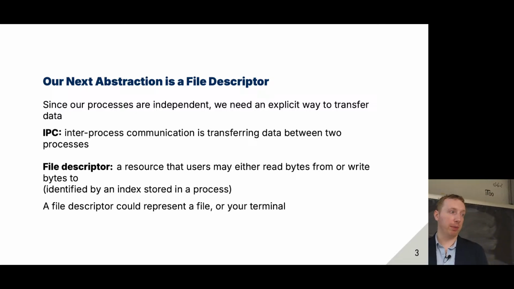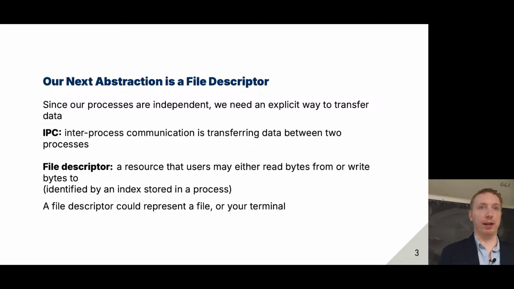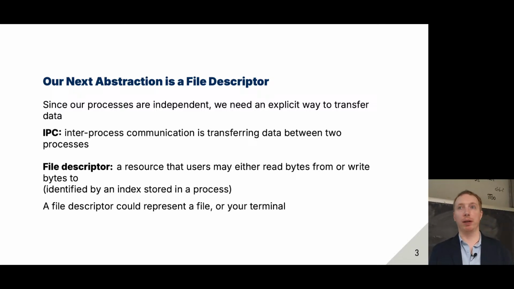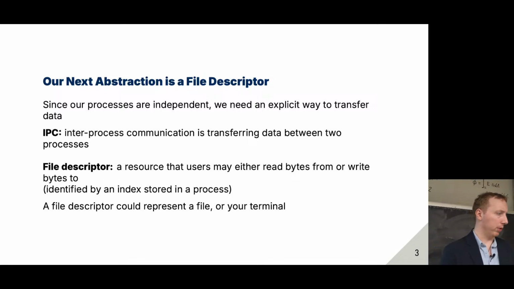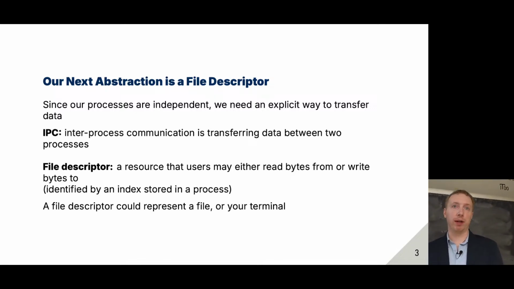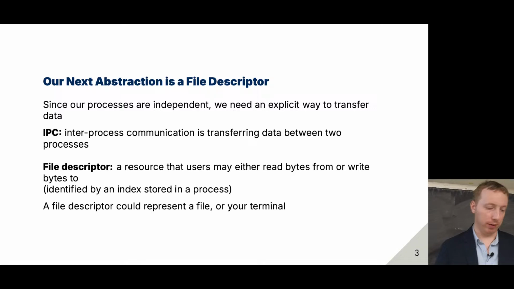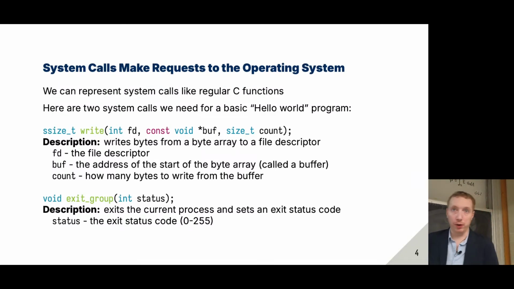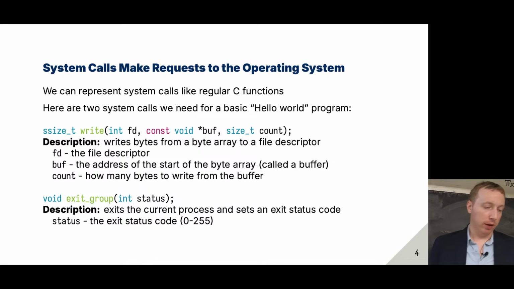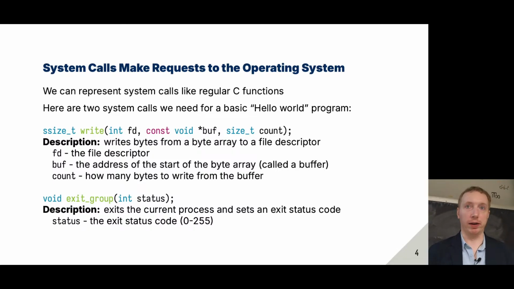A file descriptor is just a resource that users can read or write bytes from. It's identified by an index, and that is stored in a process, and that is how your process can actually communicate with your hard drive and your storage and all that fun stuff. It could also represent different things from a file, even though it's called a file descriptor. It could represent your terminal or things of that nature. We'll get into other things it can mean as we progress through the course. There are ways to ask your operating system to do something, and they are special in that they are not C functions or anything like that. They are, in fact, called system calls.